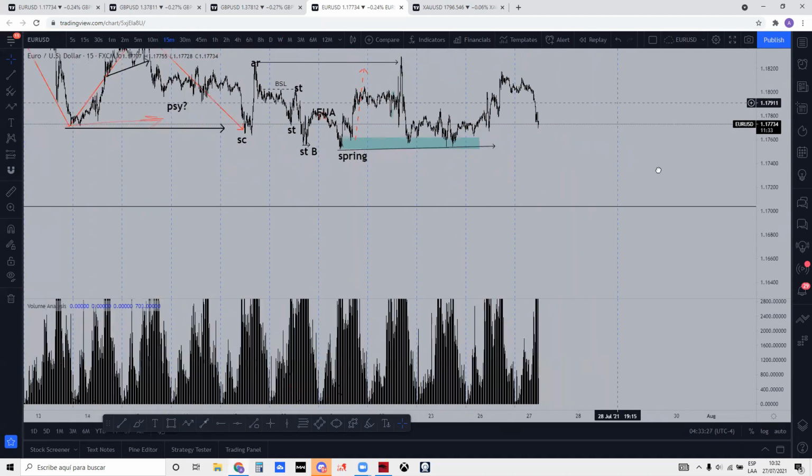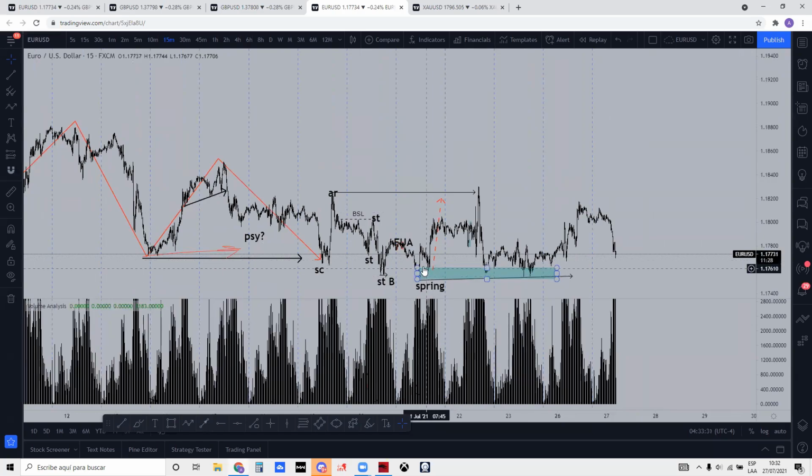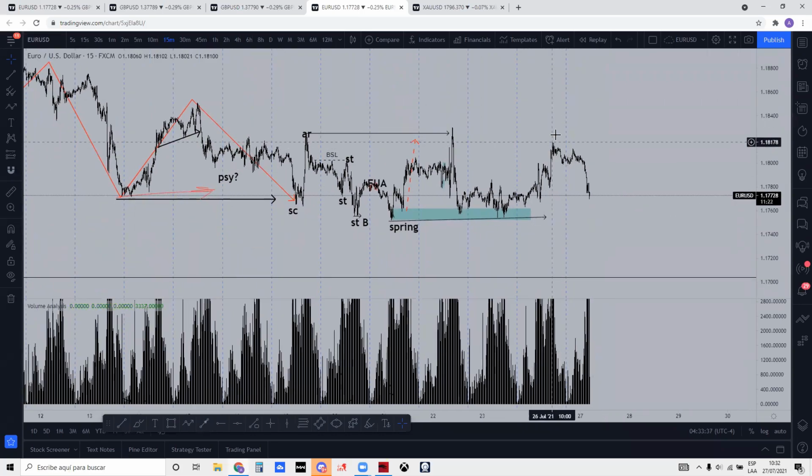Meanwhile, what is price supposed to do from this spring? Continue on going higher, right? But what is price actually doing? It's failing to go higher and it's trying to go lower. So here on EUR/USD, the next logical move is going to be taking down these equal lows.